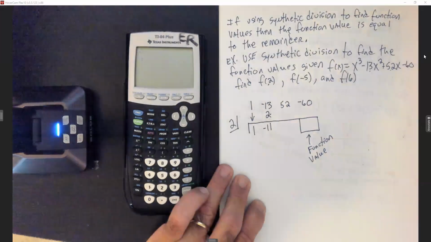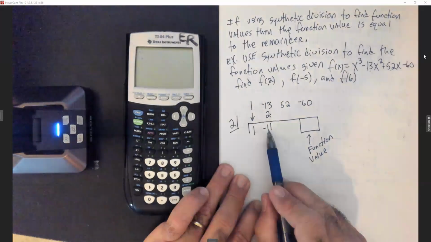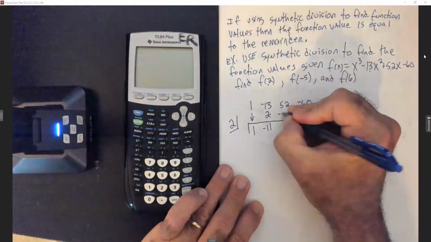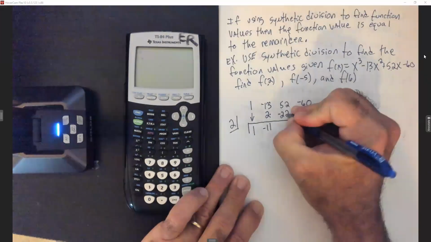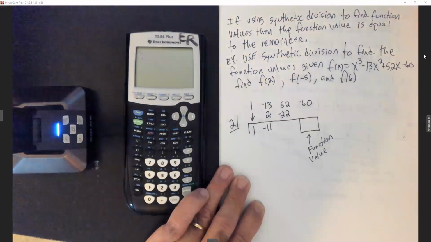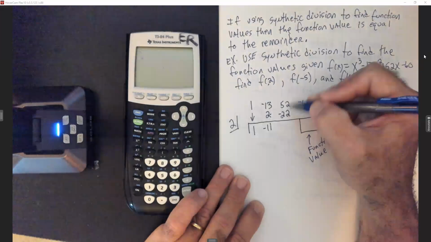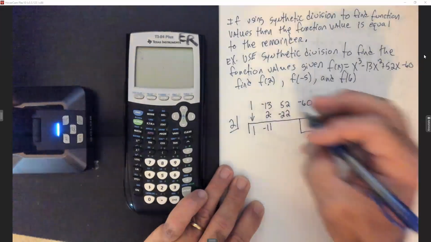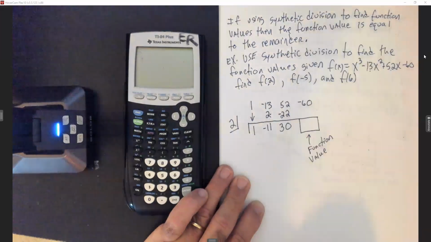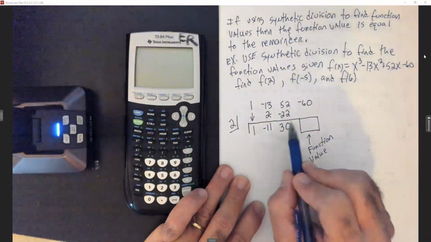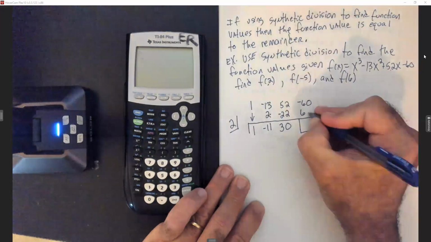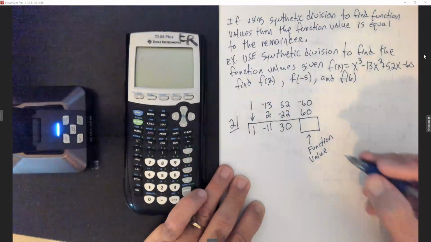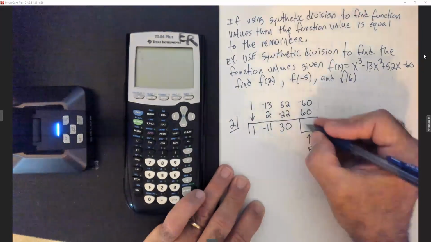And then repeat the process. Negative 11 times 2 is a negative 22. That's going to go under the next column. Add that column. 52 minus 22 gives me what? 30. Repeat the process. 30 times 2 is 60. That goes under the next column. And y'all look at that. Negative 60 plus 60 is 0.